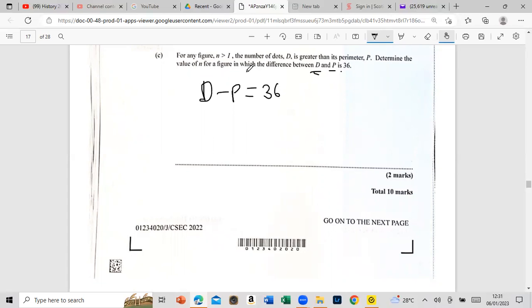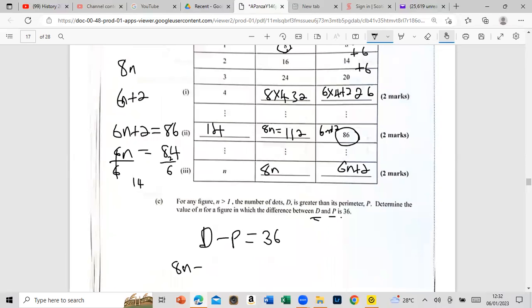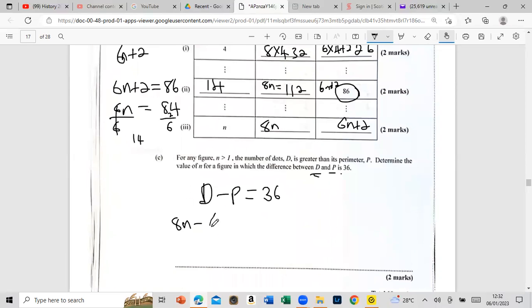All right. Let's go back to the formula, right? For D, it was 8n, that's the formula, minus, what was the formula for the next one? Let me go back up. I think it was 6n plus 2. So that's 6n plus 2, and that must equal 36. All right, these are like terms, so that will be 2n plus n equals 36.